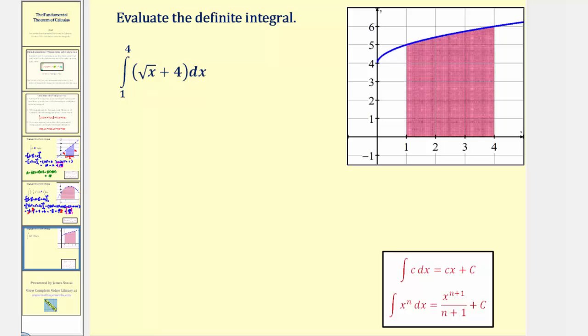Before we find the antiderivative though, we want to write the square root of x using rational exponents, where the exponent of x is 1 and the index is 2. So we can write this as the integral of x to the 1/2 plus 4, integrated with respect to x from 1 to 4. And now we'll find the antiderivative function with respect to x. So for x to the 1/2, we'd have x to the power of 1/2 plus 1, that's 3/2, divided by 3/2, plus the antiderivative of 4, which is 4x.